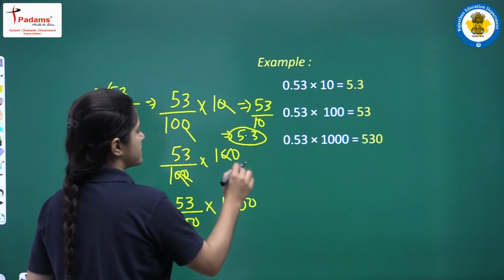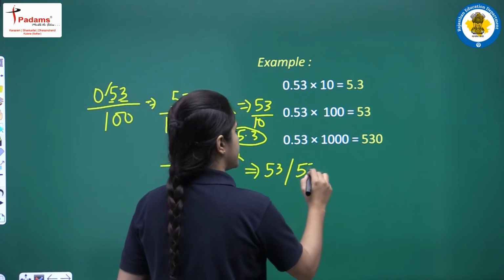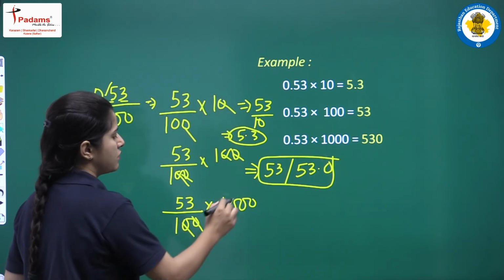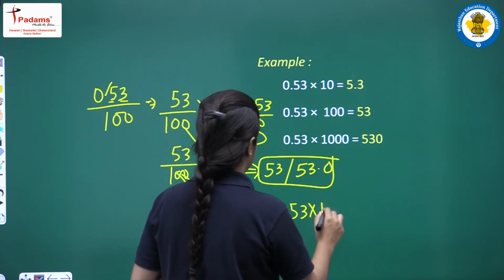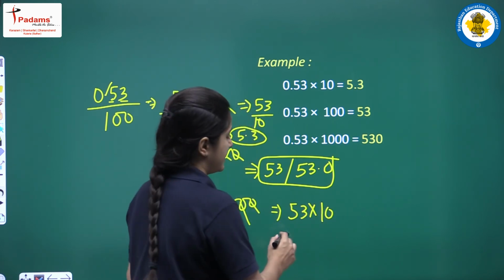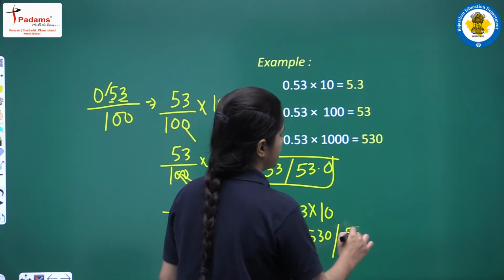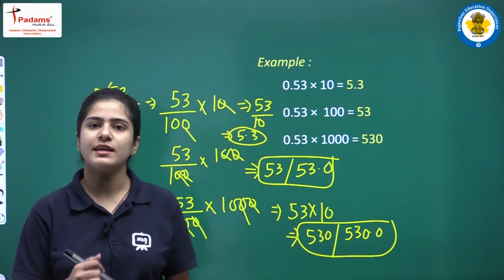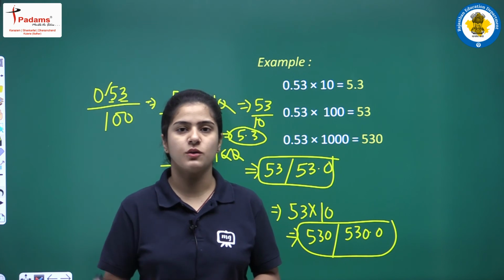With 100, 2 zeros will be cancelled out by 2 zeros, so it can be written as 53 or as 53.0. With 1000, 2 zeros will be cut out from the 2 zeros, so 53 into 10 equals 530, and you can also write it as 530.0. In this way you can clearly multiply any decimal number with 10, 100, 1000.